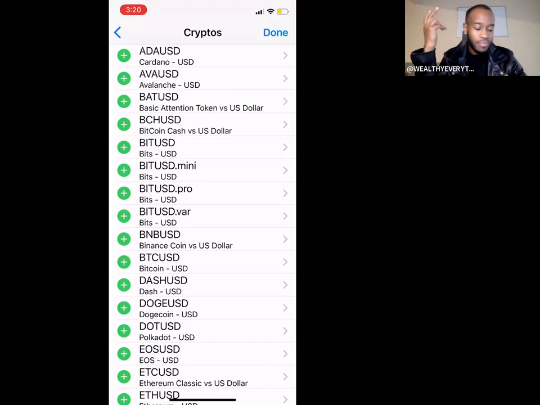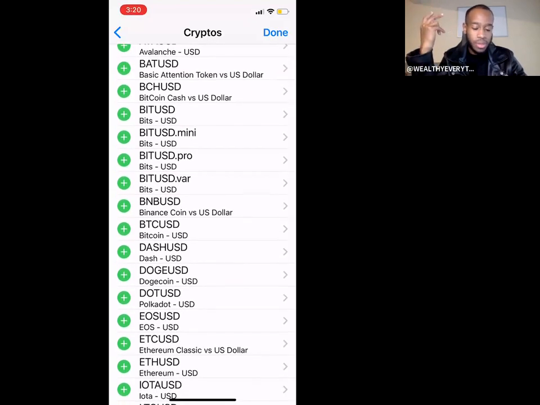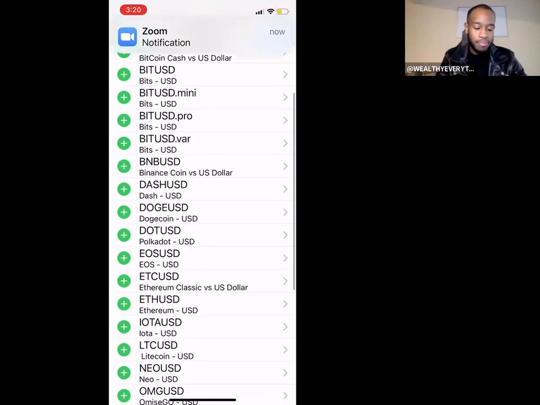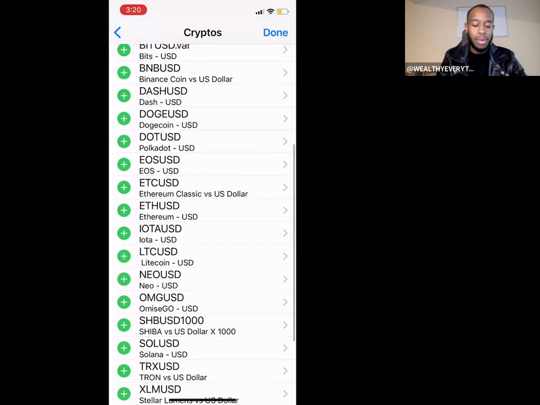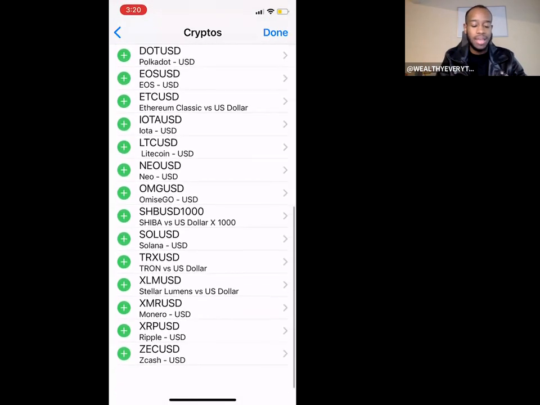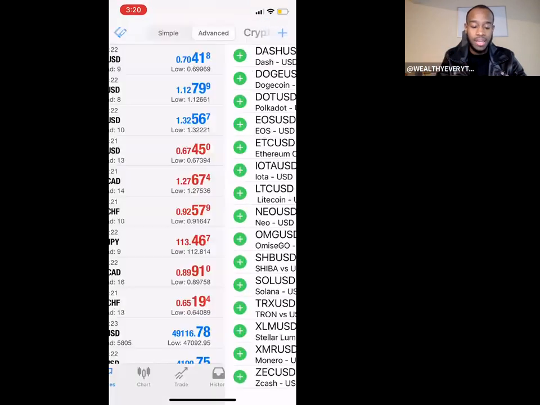But back on focus. You got Binance Coin, Bitcoin, right? So you definitely want to add Bitcoin. BTC/USD, a main pair, Ethereum. You just click the plus sign and you add it. XRP, boom, you click the plus sign, you add it.